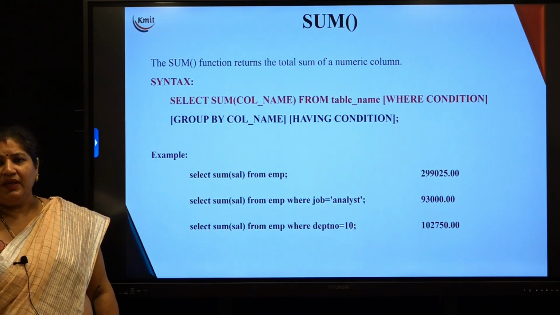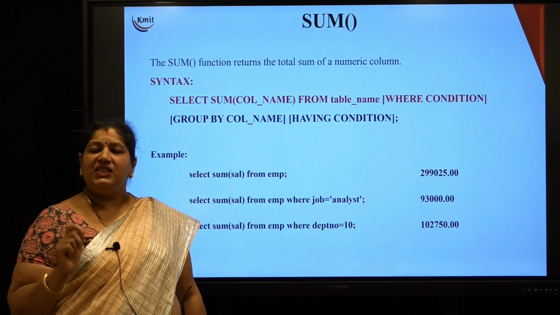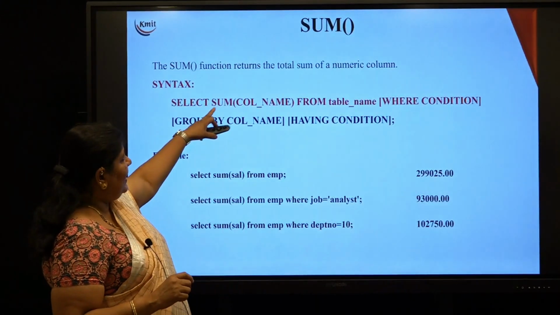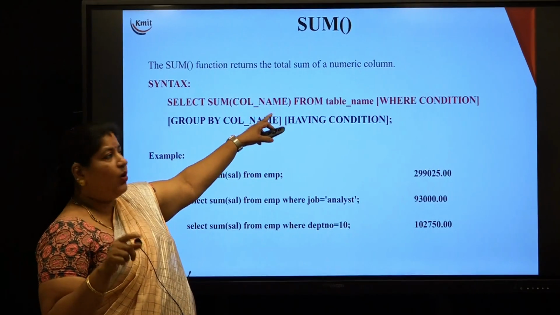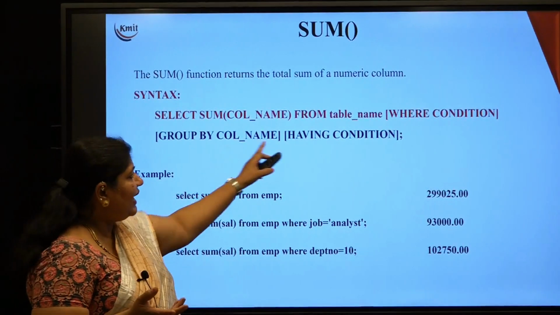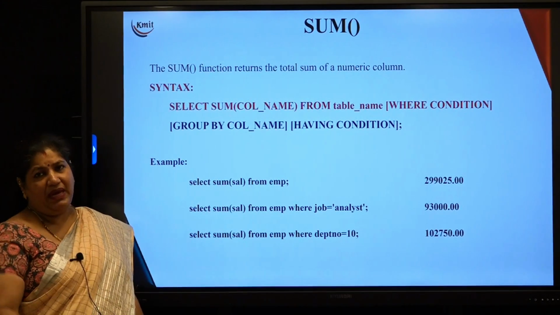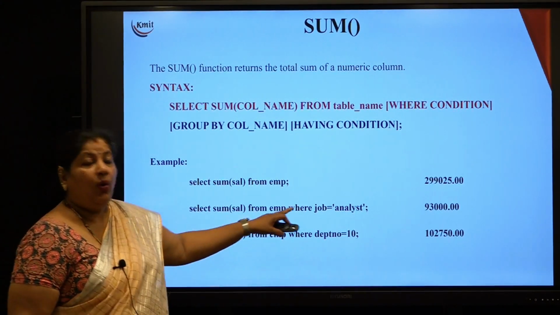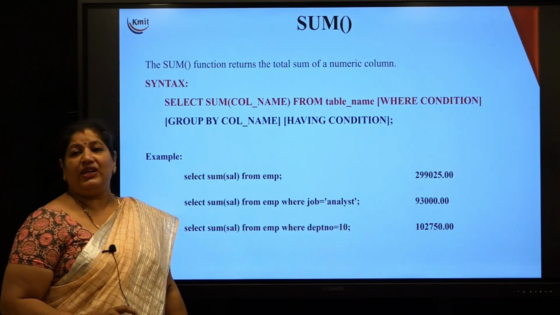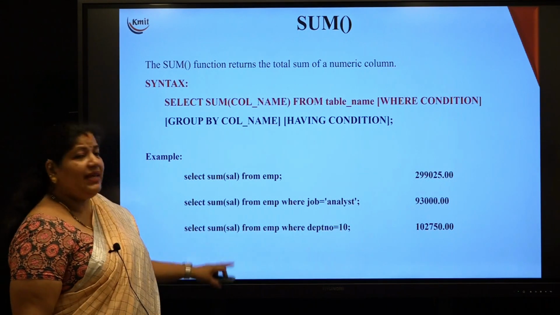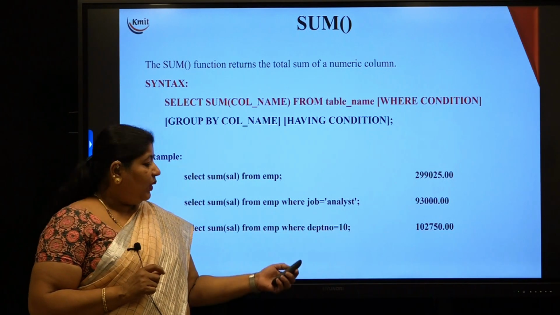Let's go for sum. As the name itself says, it is going to give you the summation of values in a specific column. So it's going to be select sum, which returns the total sum of the numeric values. Select sum from a particular column, table name, condition; these syntaxes are all going to be the same. Let's see the examples. Select sum of salary from EMP, all the salary columns. Only the sum of salaries paid to analyst, I am putting a where condition, where job equal to analyst. Only the salaries paid to the employees of department number 10, okay.